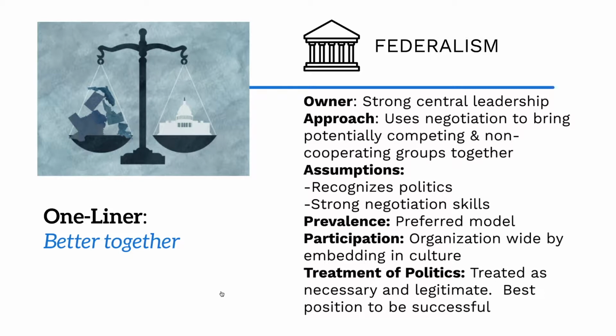This model is adept at recognizing the role of politics in an organization and as such, generally requires strong negotiation skills in the leaders that run it. Like monarchy, it is a preferred model of information politics and information organization, and its participation generally is organization-wide as it's embedded in the culture of an individual company. Federalism views politics in an organization as necessary and legitimate and is best positioned to be successful.